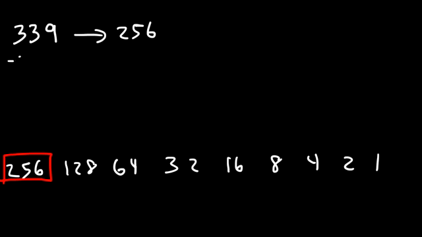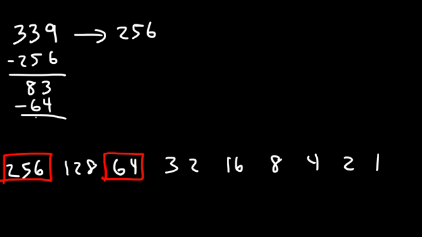And so let's subtract 339 by 256. And so this will give us 83. The next highest number, the highest base 2 number that's under 83, is 64. So let's subtract 83 by 64.